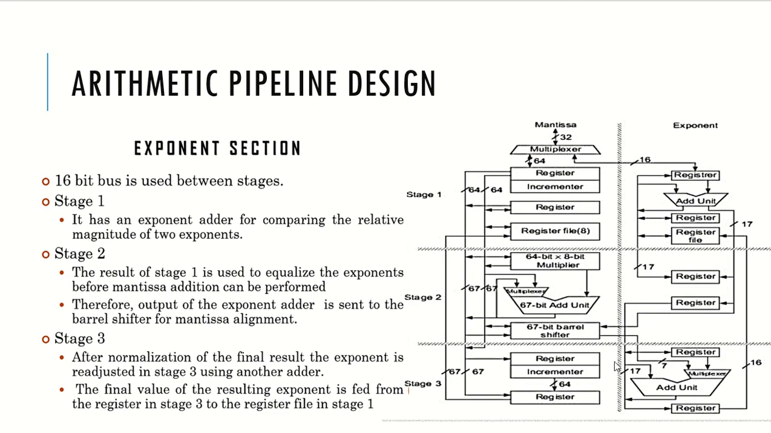After the normalization, the exponent is readjusted in stage 3 using another adder, and the final value of the resulting operation is fed from the register in stage 3 to the register file back in stage 1. So this is about the exponent section. That is actually given for the next instruction, not for the current instruction. This output is given back to the register file for executing the next instruction successfully.